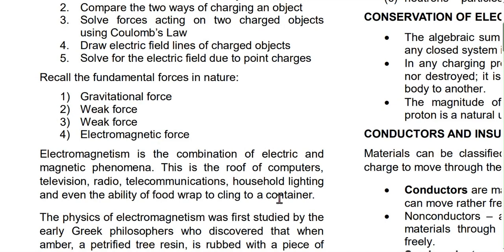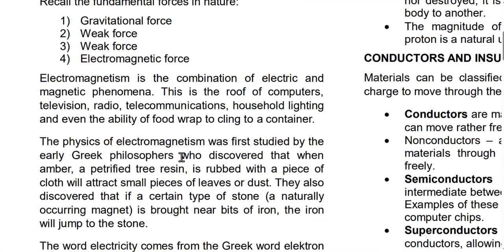So the physics of electromagnetism was first studied by the early Greek philosophers who discovered that when amber, which is a petrified tree resin, is rubbed with a piece of cloth, it will attract small pieces of leaves or dust. Same concept as when you brush your hair and it sticks to your hair, no? Something like that. They also discovered that if a certain type of stone, which is a naturally occurring magnet, is brought near bits of iron, the iron jumps to the stone.